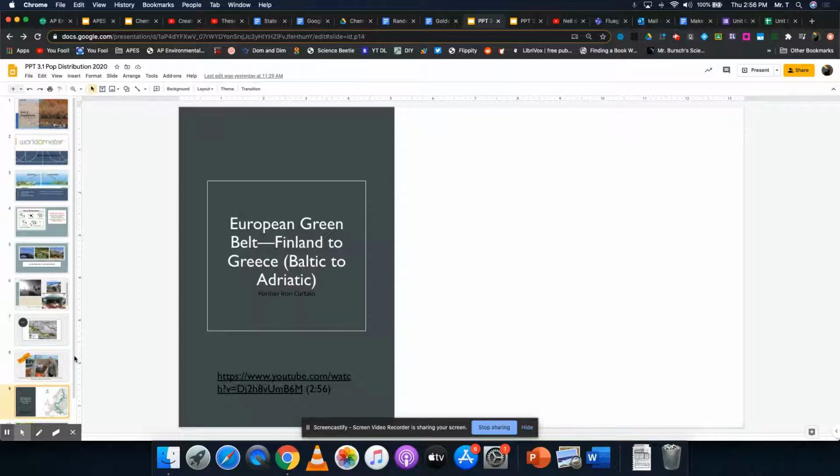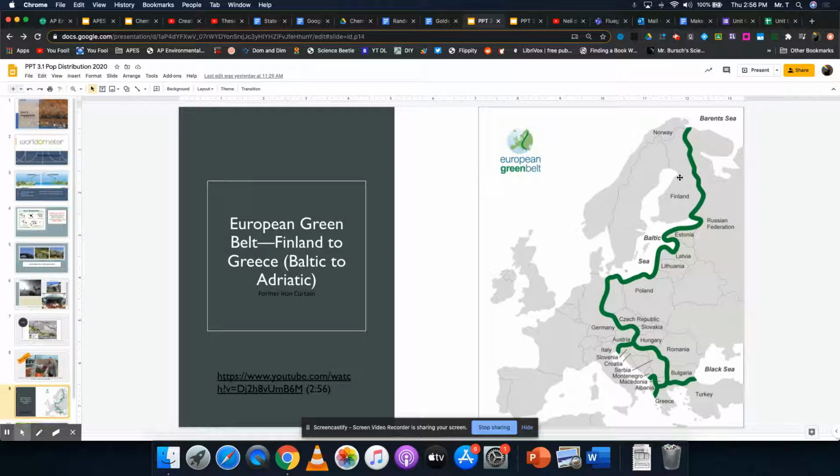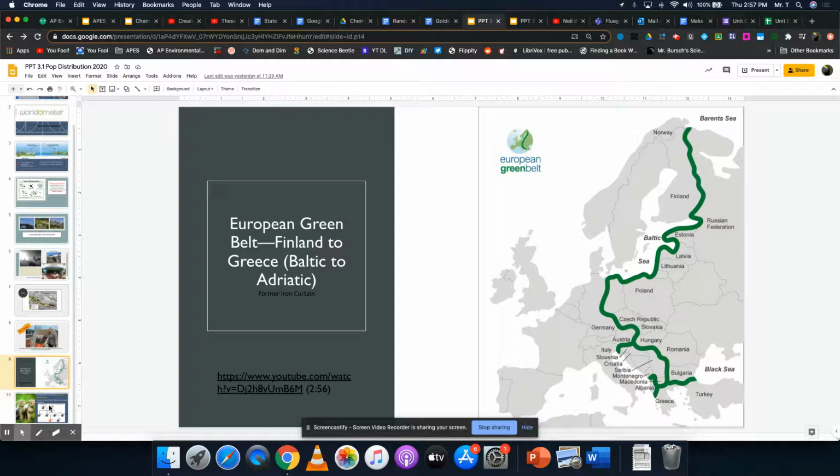And then we have the European Green Belt. It stretches along the former Iron Curtain, and it is an area that was kind of left for nature to reclaim. About half a century later, when the Iron Curtain fell, it was decided to leave it alone and just leave it as a way for animals to migrate or just basically live without human interference.